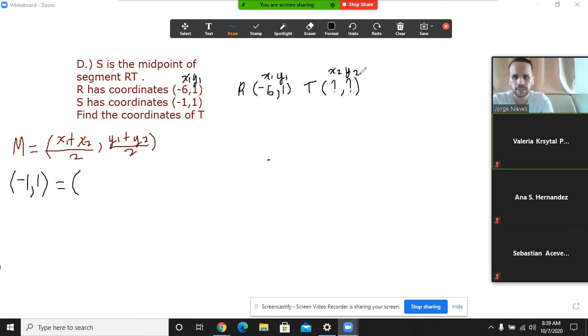Okay, so let's substitute what we have. Okay, so we got x1. X1 es -6. -6 más x dividido por 2. ¿Se da cuenta? Es lo mismo que hicimos, mi gente. ¿Y qué otra cosa tengo, mi gente buena? What other information do I have from y?